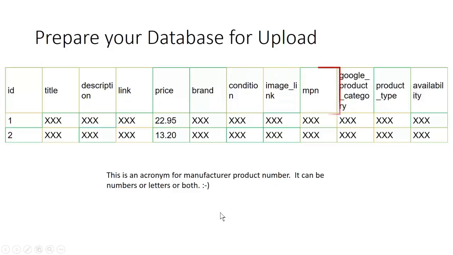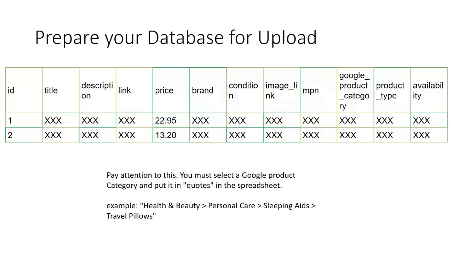Okay, so this next one is an MPN. Well, MPN is an acronym for Manufacturer Product Number. You can use both numbers and letters, and if the product already has an MPN, use it, because there's more of a chance that you'll get sales that way.